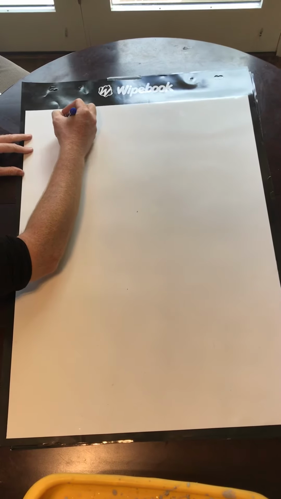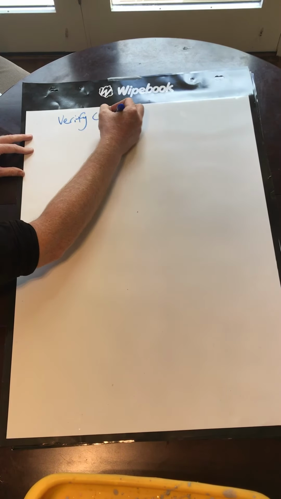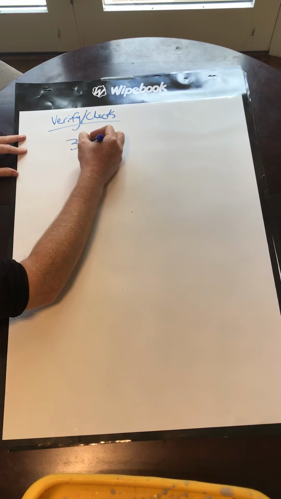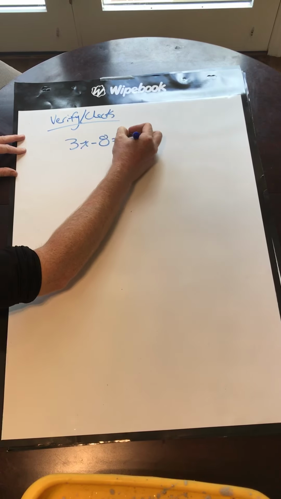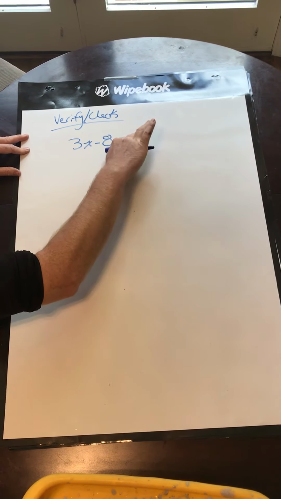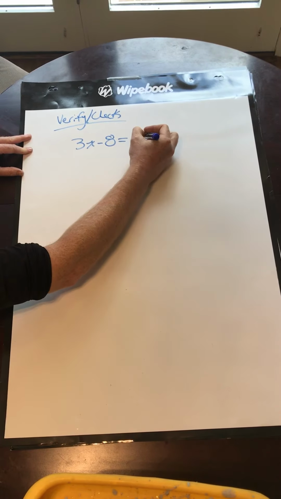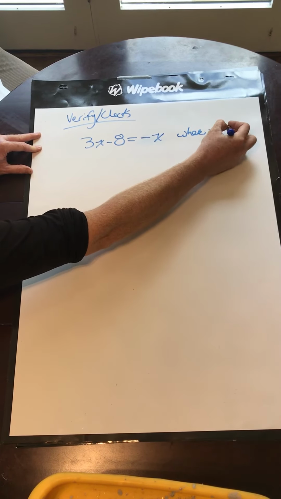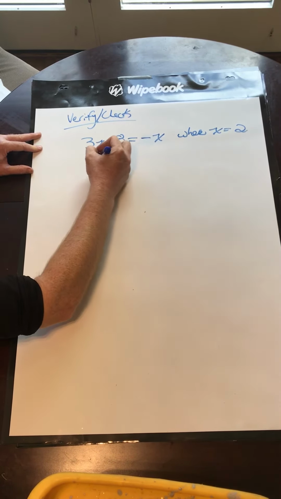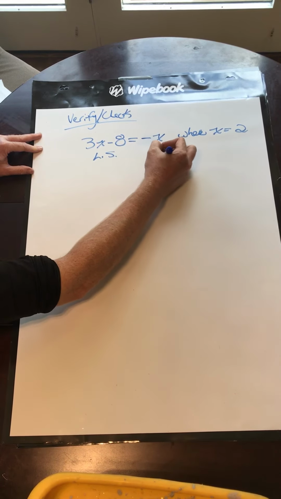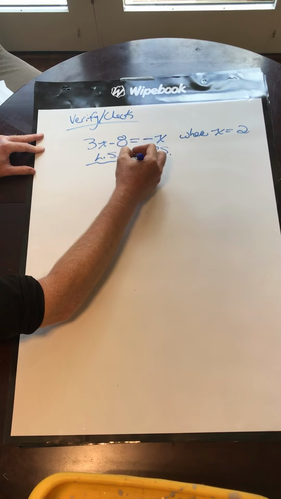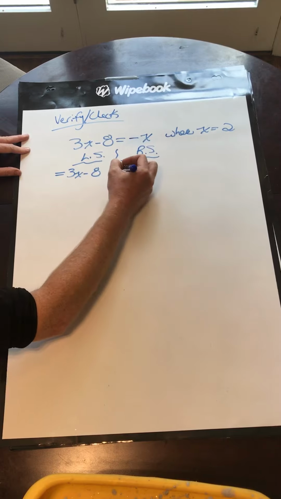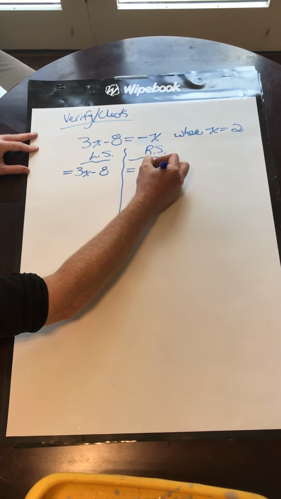So I'm going to do my verify or check. And again, what am I checking? Well, I'm checking the equation 3x minus 8 is equal to negative x. Make sure we get that negative in there, that's important. Negative x, where x is equal to 2. And again, I have a left side and I have a right side. I put a little squiggly down the middle where the equal sign is. I write out the expressions. 3x minus 8 is equal to, and on the right side, negative x.